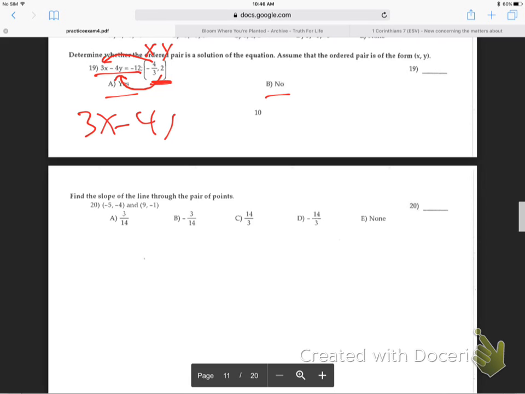So 3X minus 4Y is minus 12. So that's 3 times, what's the X? Minus 4/3. Be careful on the plug-in. Minus 4/3, minus 4 times Y. What is Y? 2. Equals this. See if it's true or false. Yes or no, true or false?